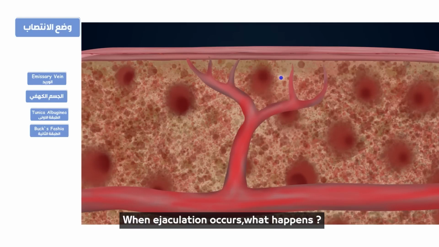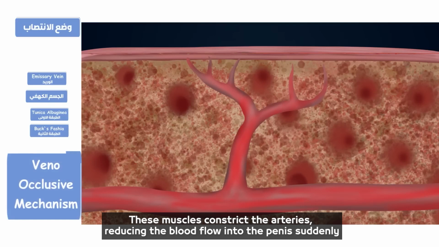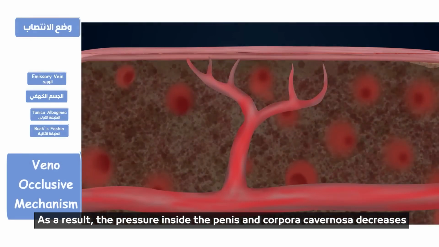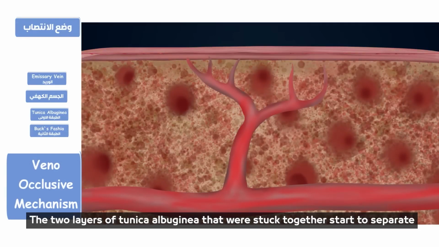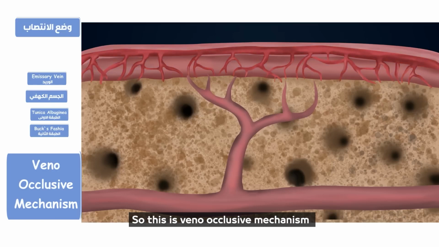When ejaculation occurs, what happens? The sympathetic supply becomes active, stimulating smooth muscles in the arteries that supply blood to the penis. These muscles constrict the arteries, reducing the blood flow into the penis suddenly. As a result, the pressure inside the penis and corpora cavernosa decreases. What happens next? The two layers of tunica albuginea that were stuck together start to separate. Thousands of emissary veins, which are tiny veins running between these layers, suddenly open up. This results in relaxation, so this is the veno-occlusive mechanism.